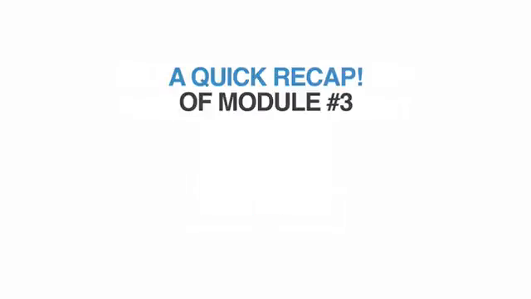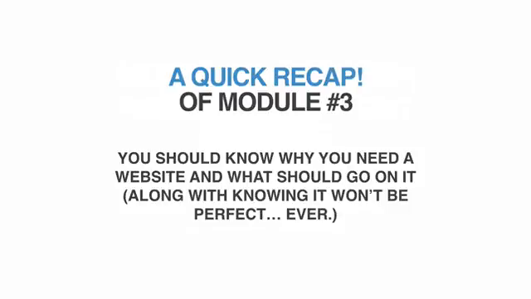Before we do, let's do a quick recap of what we saw in Module 3. Here's where you guys should be at. You should now know why you need a website and what should go on your website, along with knowing that it's not going to be perfect. It's not going to be perfect from the start, and it's not going to be perfect even a year from now. So now that you've maybe got a plan started for your website, and you're not going to let perfectionism get in the way of getting your website going, then we're ready to move on to Module 4.